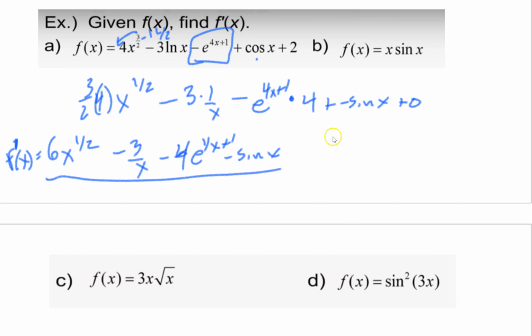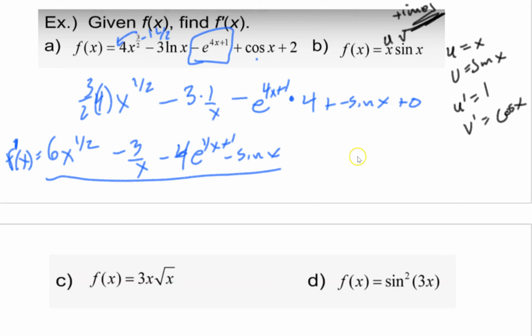Now the next one here, f of x equals x times sine of x. A lot of people mess this one up. Notice I said x times sine of x. This is a product rule. u times v. So my u is x. My v is sine x. u prime is just 1. v prime would be the derivative of sine, which is cosine.